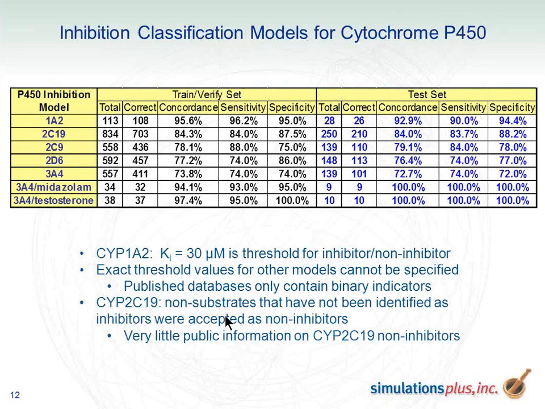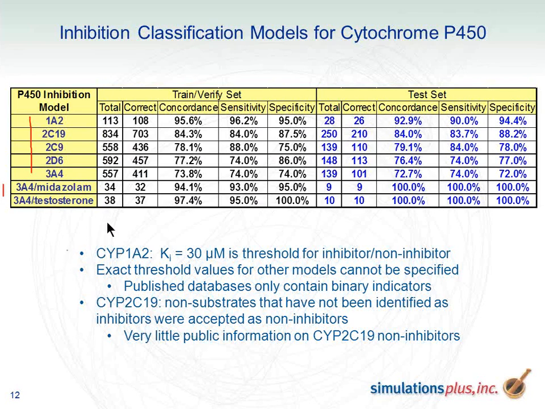This next slide illustrates our performance results on the inhibition classification models for cytochrome P450. So we have 5 models of general inhibition of CYP, and then 2 specific models for 3A4, in one case where midazolam is the substrate, and in the other case where testosterone is the substrate.